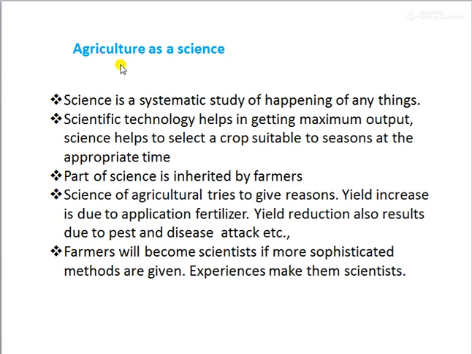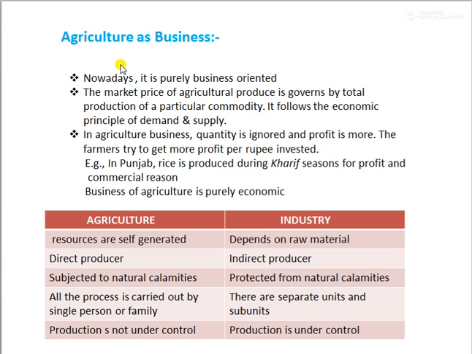Science of agriculture tries to give reasons. Yield increases due to application of fertilizer. Yield reduction also results due to pest and disease attack, etc. Farmers will become scientists if more sophisticated methods are given. Experiences make them scientists.